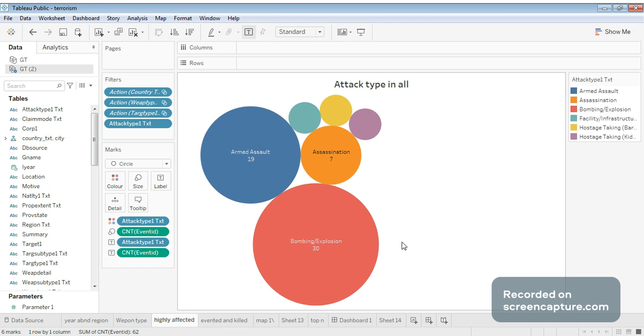This chart shows the types of attacks that have been chosen. For example, bombing and explosion, armed assault, assassination. We have a few others like hostage taking, hijacking, and all of these. Each circle represents one of these types of attacks, and that will be shown in my dashboard. That will be much clearer to you.